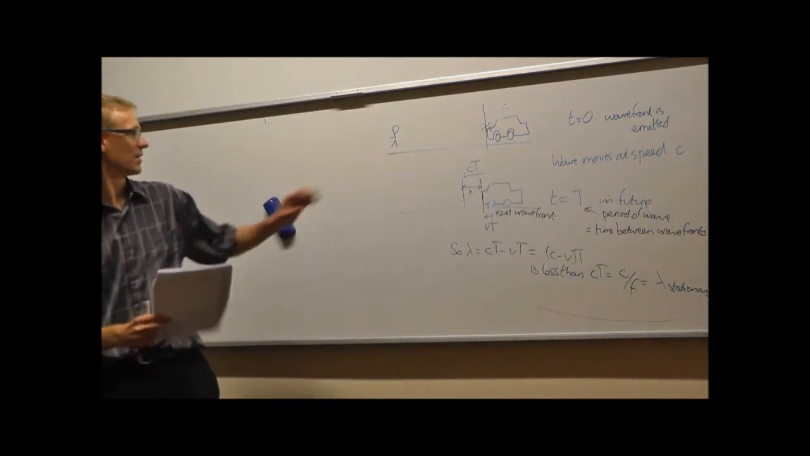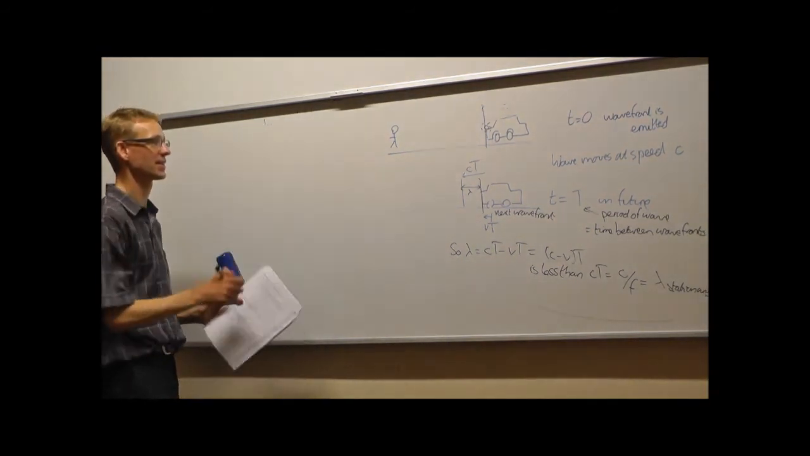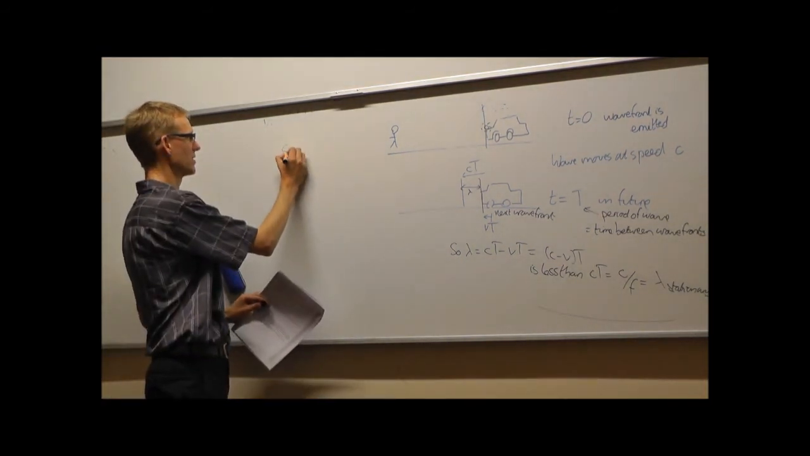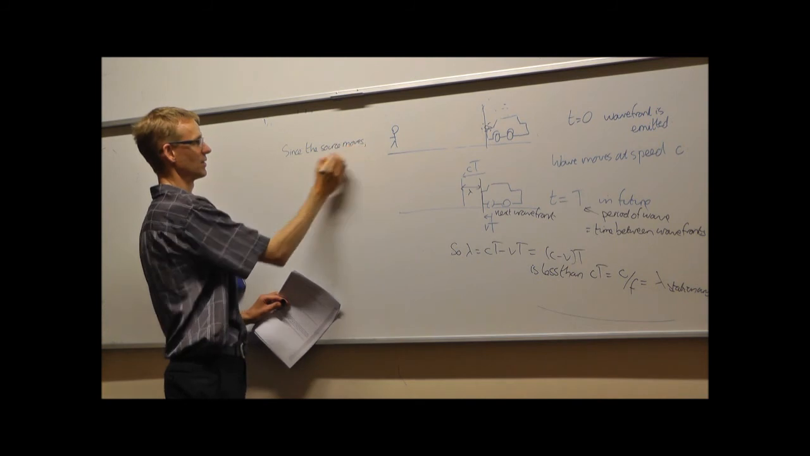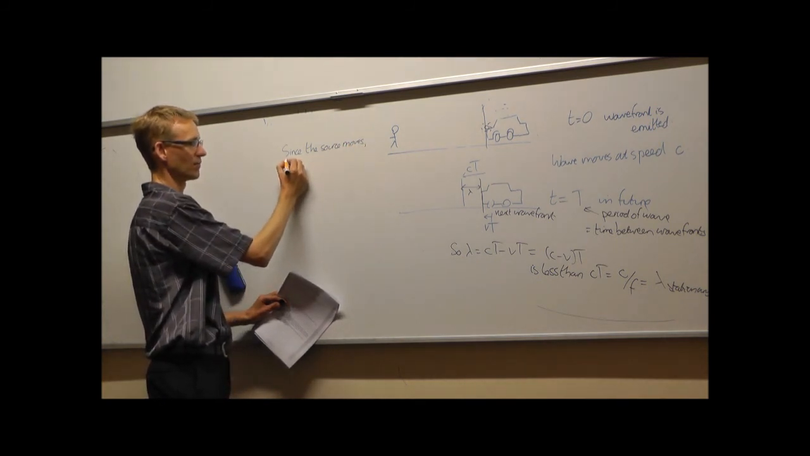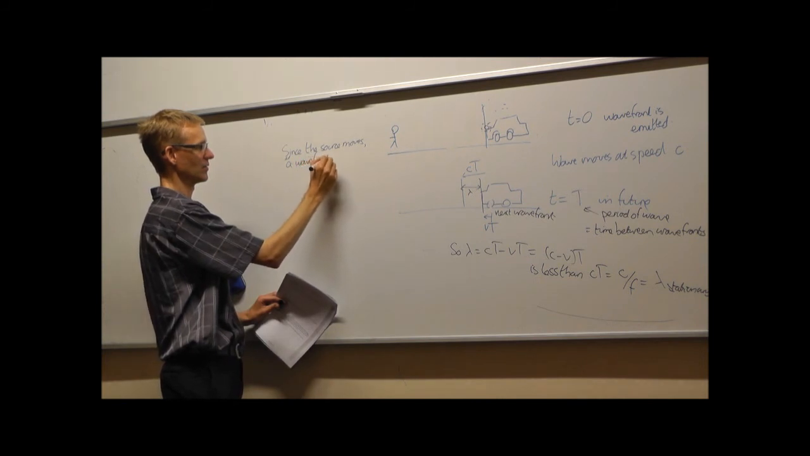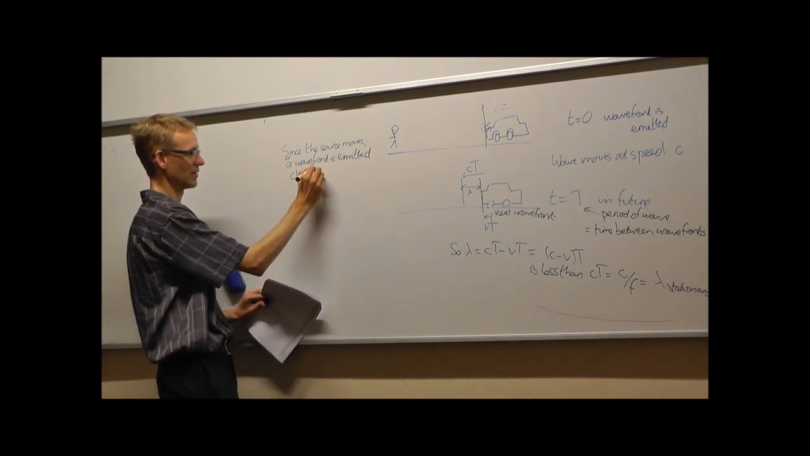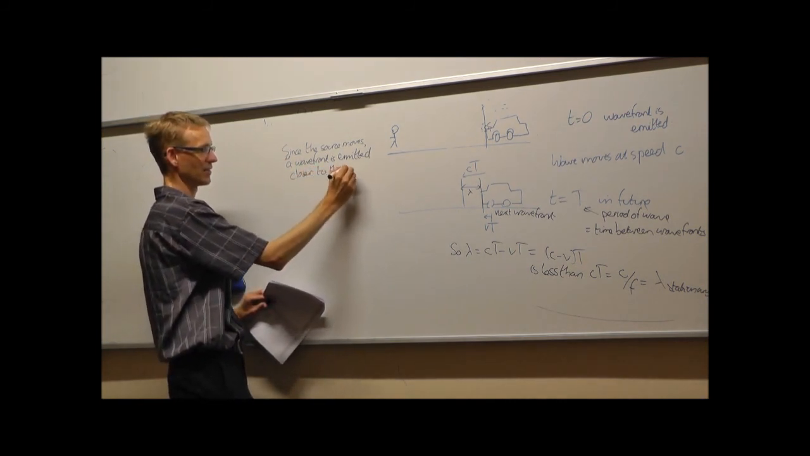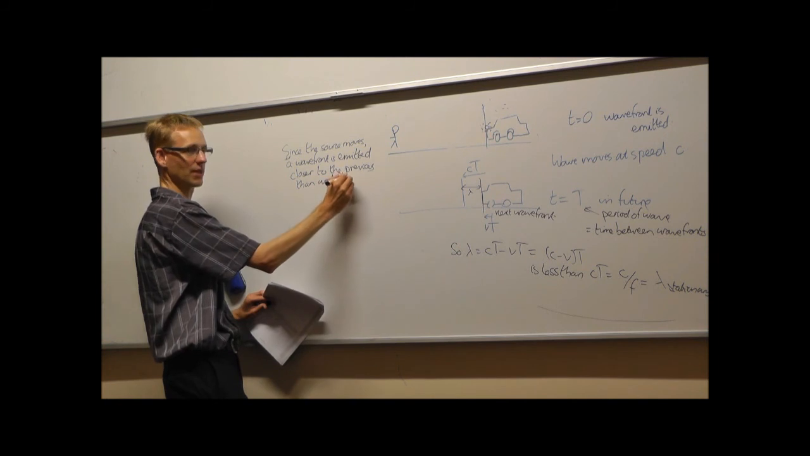So I think the diagram is really good, and then I'd say in the text, since the source moves, a wavefront is emitted closer to the previous one than would be for a stationary object.